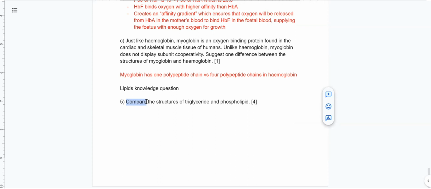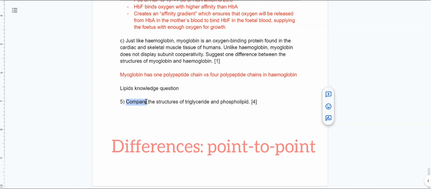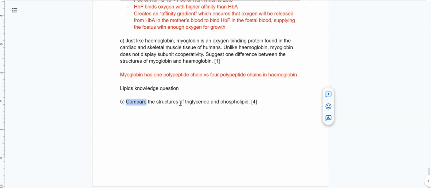Also, a very important thing to note is that when you are giving differences in the A-level H2 bio questions, you should always compare the two items point to point. So what I mean by this is you should compare the two things using a common criterion. So let me illustrate this using my answer.